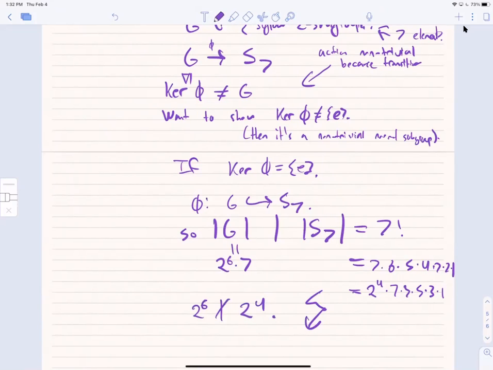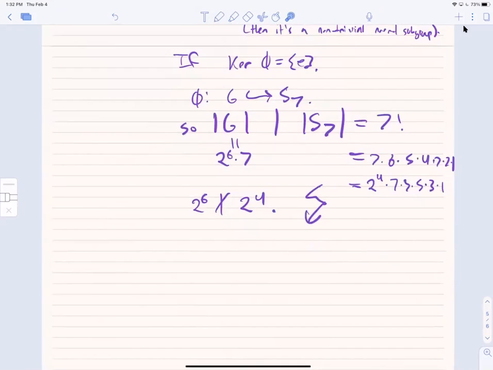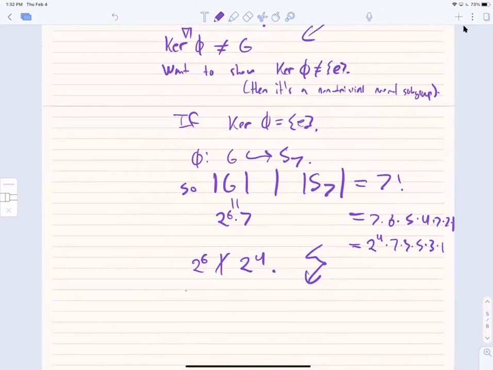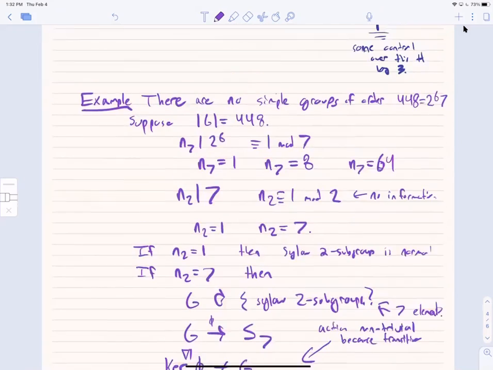And that's my contradiction, because 2 to the 6 does not divide 2 to the 4. So that means the kernel is not just the trivial group. But we already saw the kernel is not the whole thing. So the kernel is a non-trivial normal subgroup. And again, G is not simple.